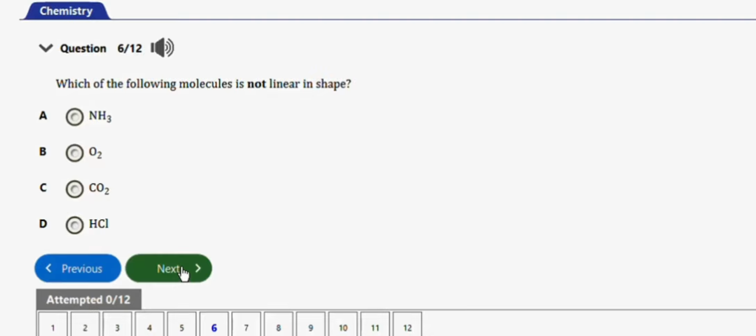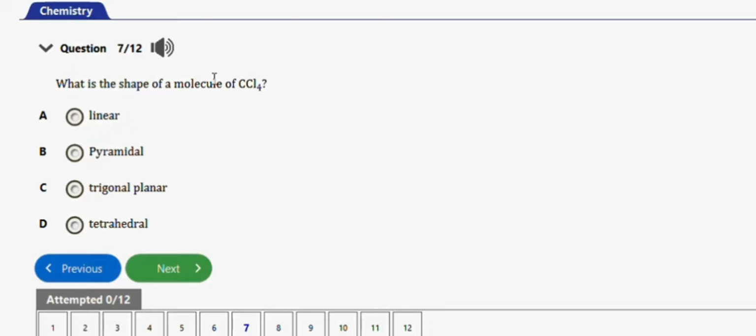The next question says what is the shape of a molecule of this? It will be tetrahedral, option D. Take note of this particular question as well, guys.